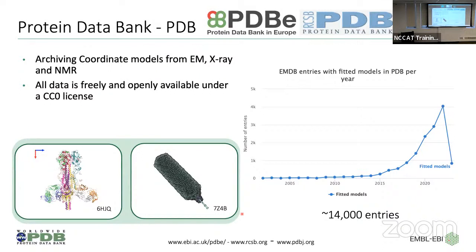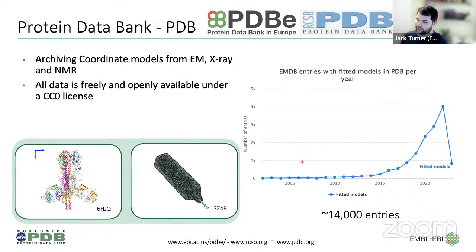Of course, when talking about EMDB, we can't not talk about the Protein Data Bank. This is the archive for archiving EM, X-ray, and NMR data. I've just put this graph over here, which is the number of entries in the EMDB with fitted models, and currently there's around 14,000. To give you an idea, when I pulled this graph a month or so ago, there were about 26,000 entries in the EMDB, so just over 50% of them have a fitted model.